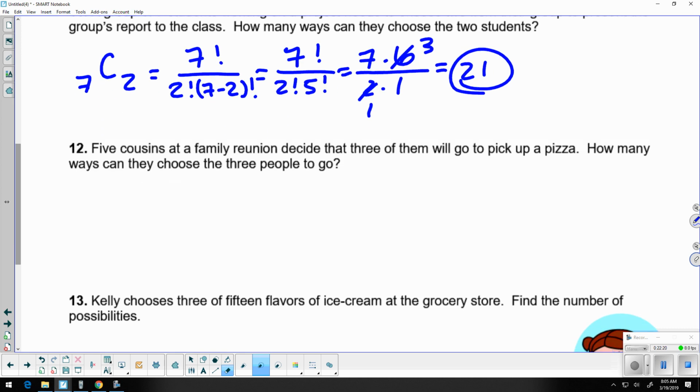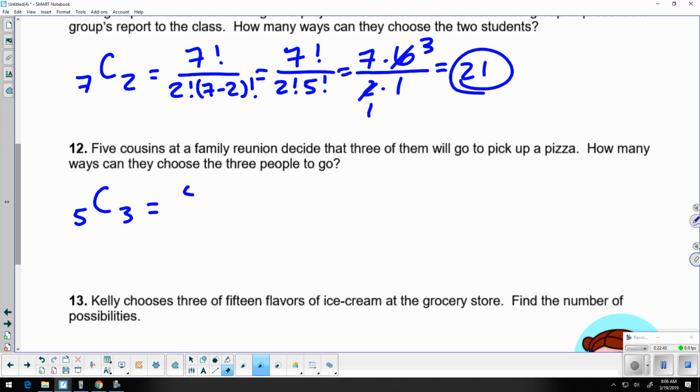Next one, 5 cousins at a family reunion decide that 3 of them will go pick up a pizza. So how many ways can they choose the 3 people to go? So again, there's 5 total. We need 3 people. Again, it's a combination because it doesn't matter which 3 go. Any of the 3 can go. We're not saying the 3 favorite cousins or anything along that line. So it's going to be a combination.